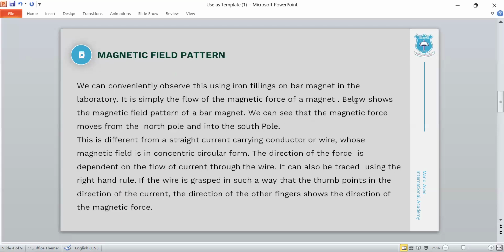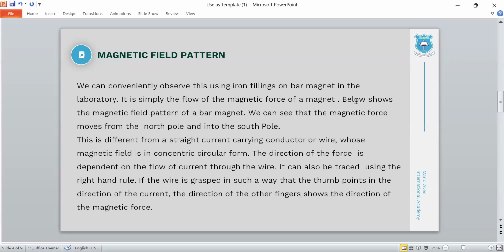All right, we'll go to the next one, the magnetic field pattern. We can conveniently observe this using iron filings on a bar magnet in the laboratory. It is simply the flow of the magnetic force of a magnet. It shows the pattern at which the field of the magnet is arranged. The line, the pattern, the steps it takes in doing its work, that is the magnetic force. So that is just the simple understanding this gives us.